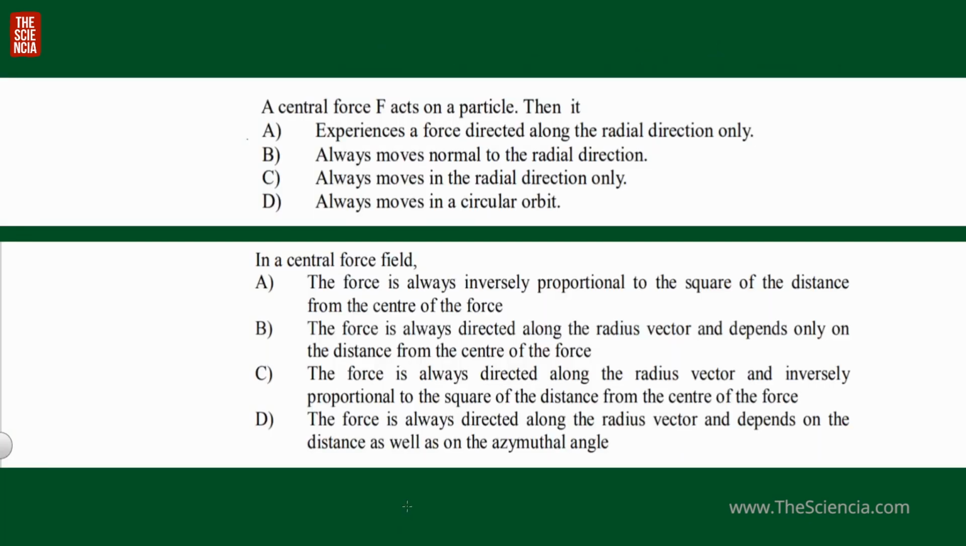These are two previous set questions. See, what is the answer of the first question? Here you can see a central force experiences a force directed along the radial direction only. So this one is the correct answer. For the second question, in a central force field, the force is always directed along the radius vector and depends only on the distance from the center of force. So these are the correct answers. These are very simple questions, right?